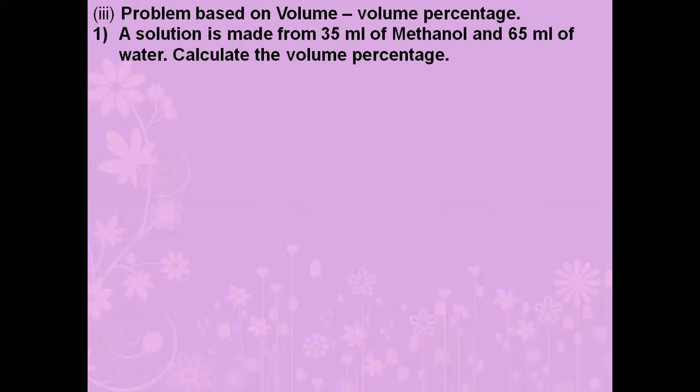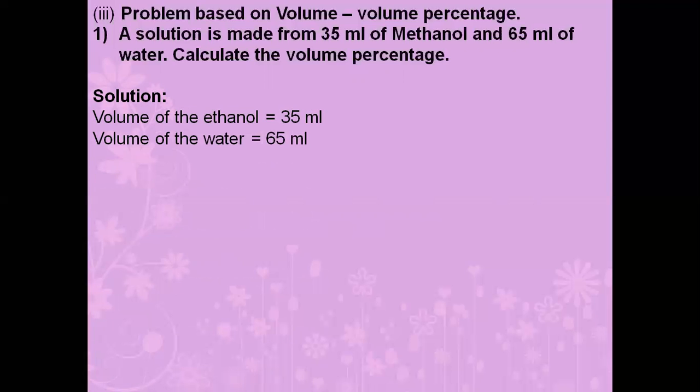Volume of the solute equals 35. Water is the dissolving agent, so this is called the solvent. Volume of the solvent is 65. Methanol is dissolved in water, so methanol is the solute. So volume of the methanol, that is the solute, equals 35 ml. Volume of the water, that is the solvent, equals 65 ml.